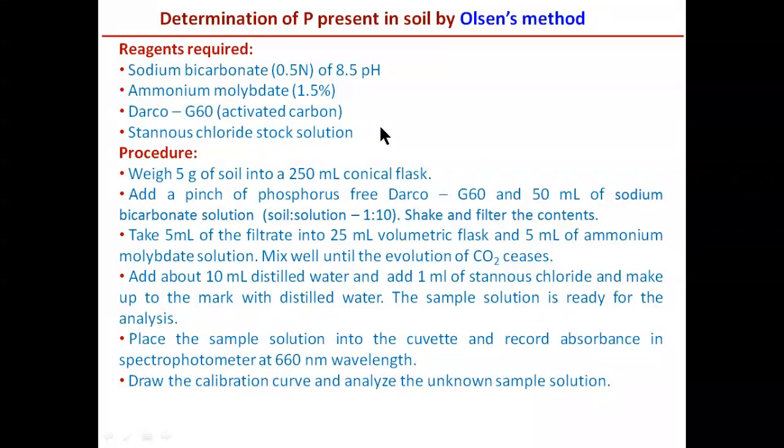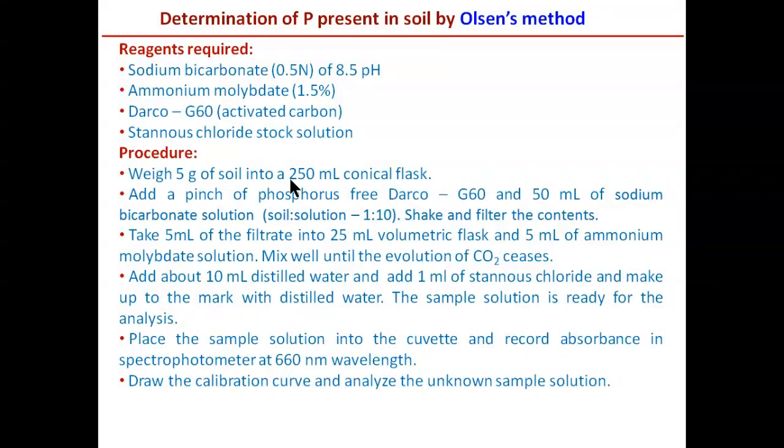So here also it is the same procedure as we have already seen in the Bray method. Procedure is, we need to weigh 5 gram of soil into a 250 ml conical flask. To that, add a pinch of phosphorus-free Darco G60 and 50 ml of sodium bicarbonate solution, which is the extractant. Shake and filter the content, and to 5 ml of that filtrate, add 5 ml of ammonium molybdate solution, mix well until the evolution of CO2 ceases.